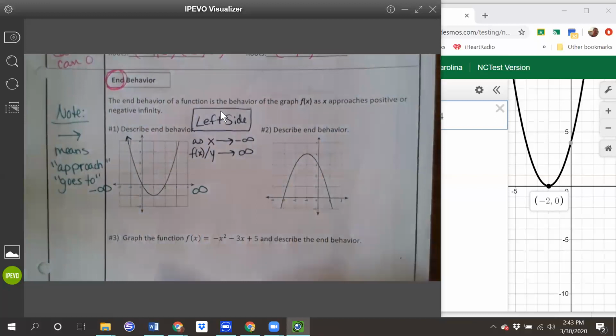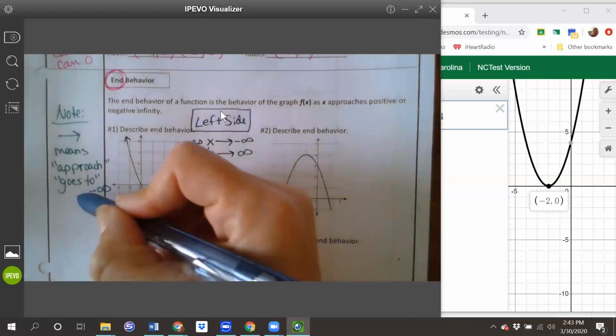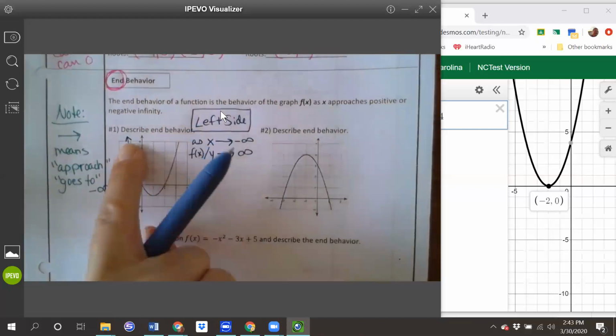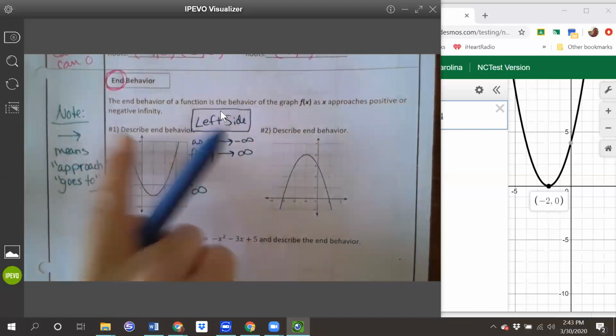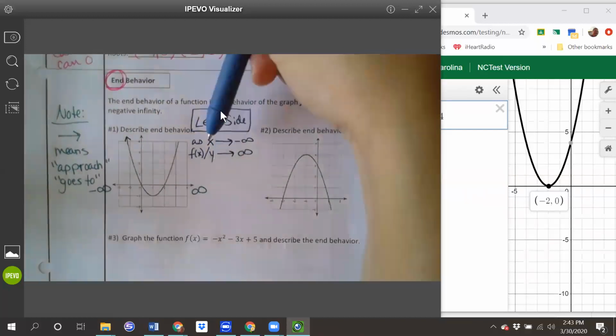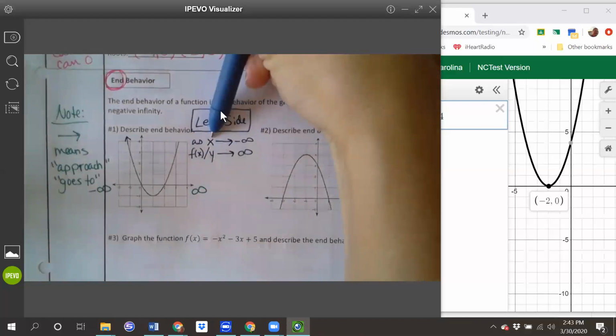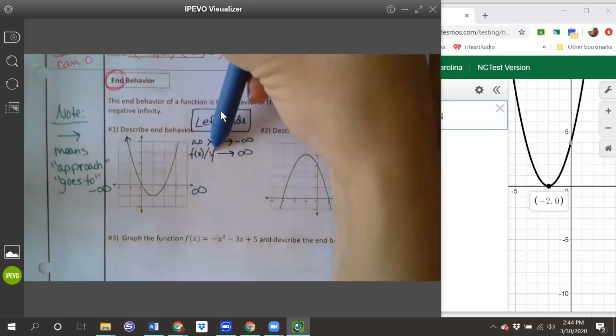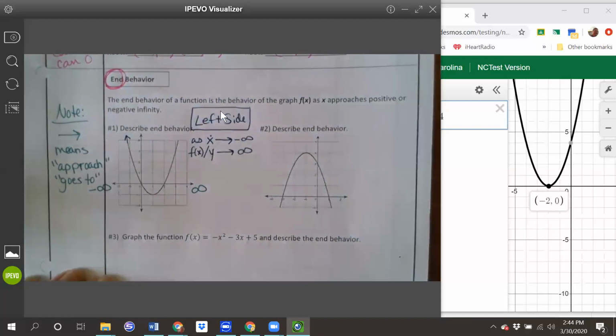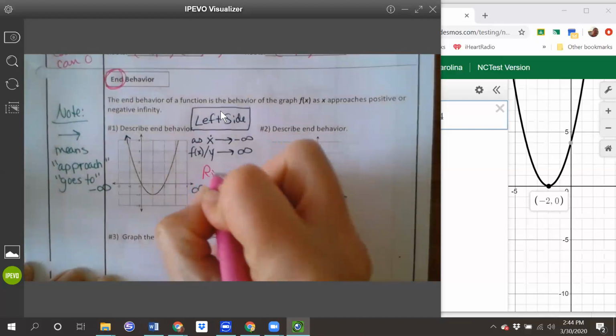That is end behavior. As I go super far to the left, which direction is that heading in the y direction? Sorry, I think I said that wrong. As I'm going farther and farther to the left, which is an x value, where is my y value going? All right, let me do the right side.